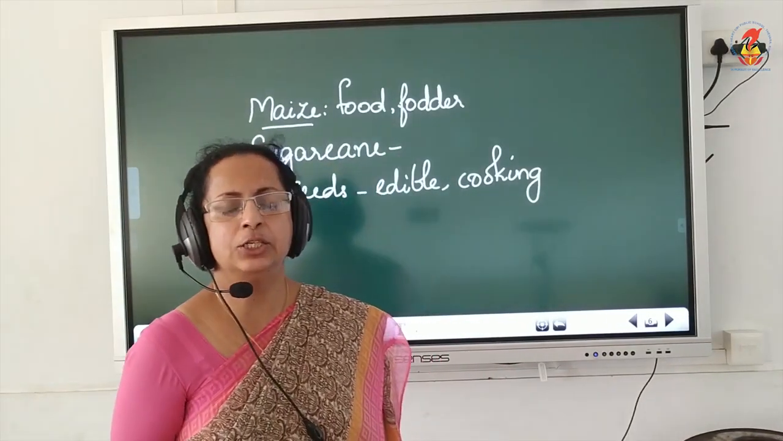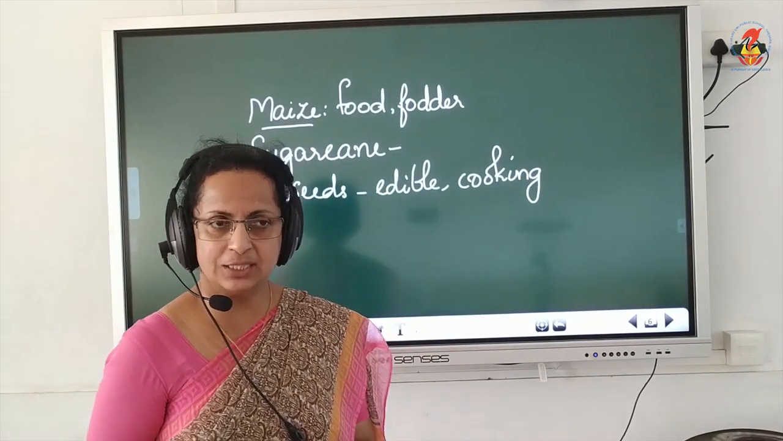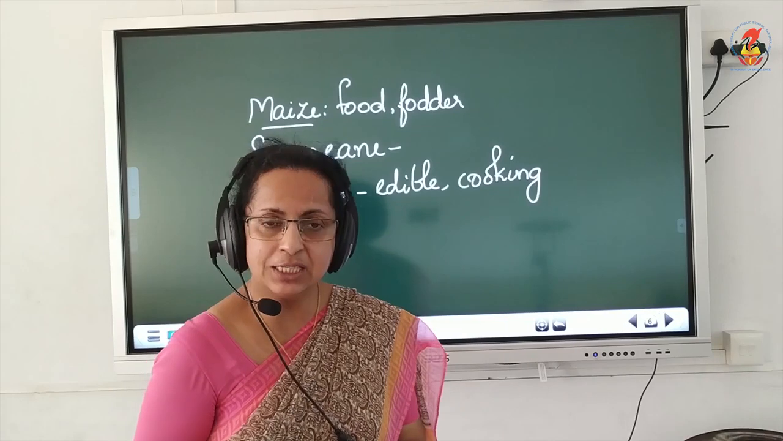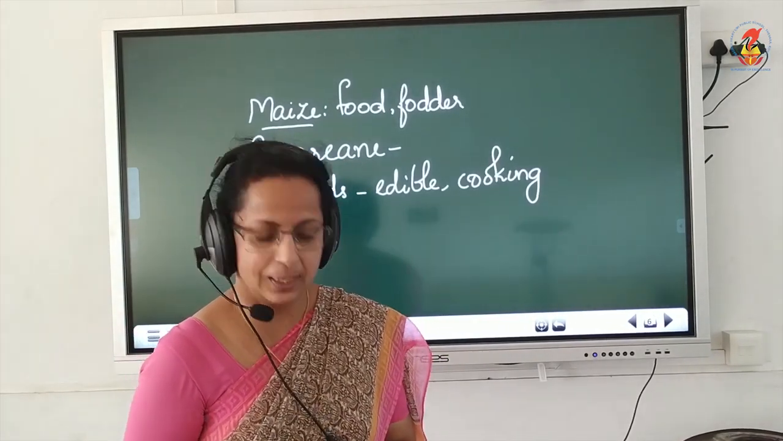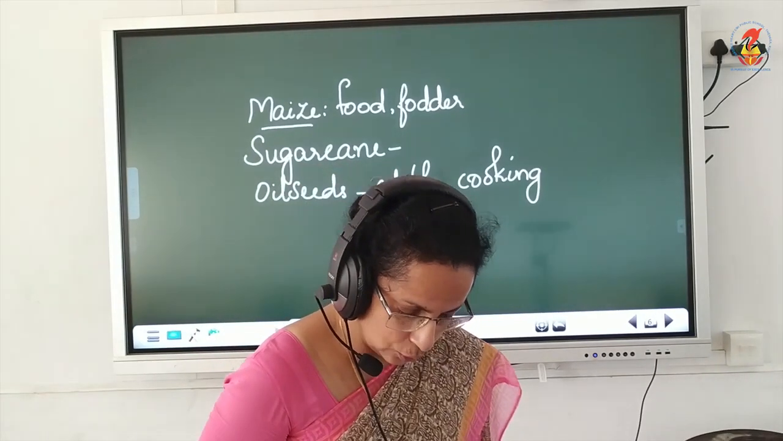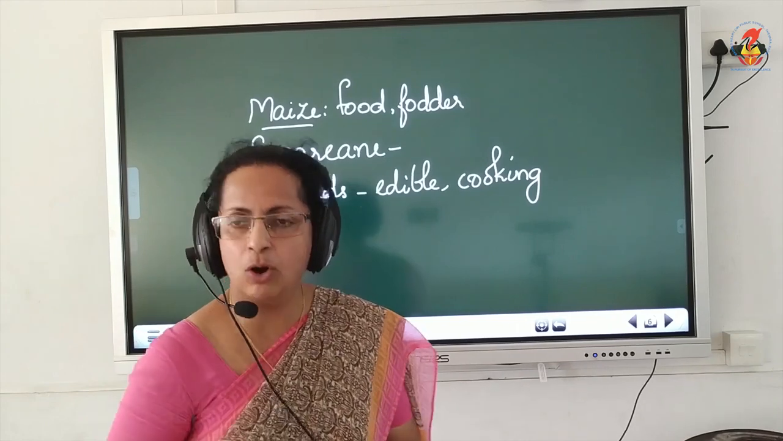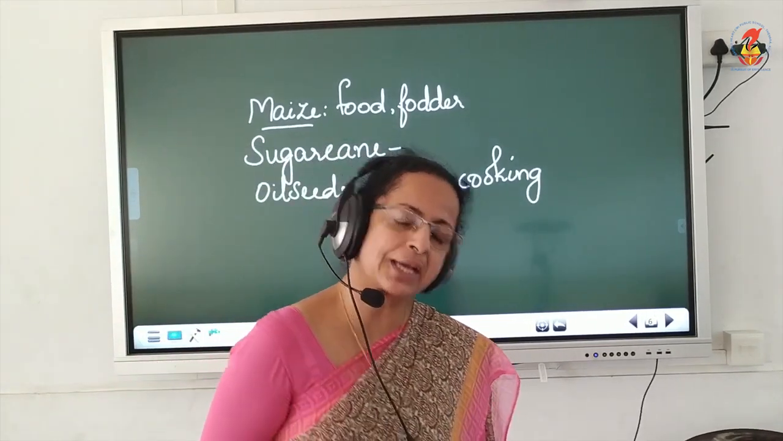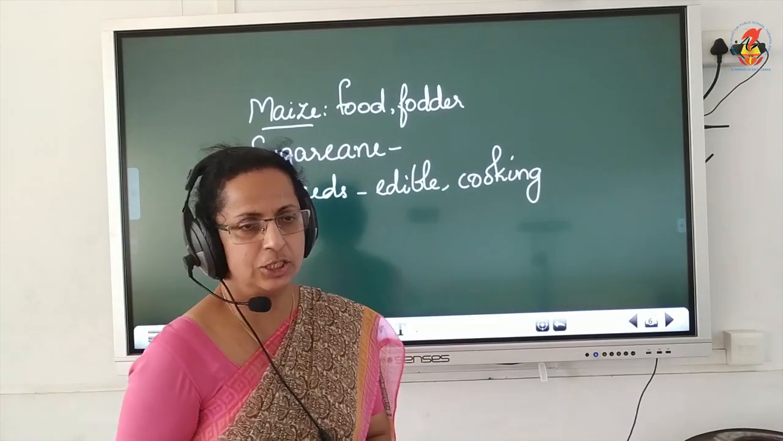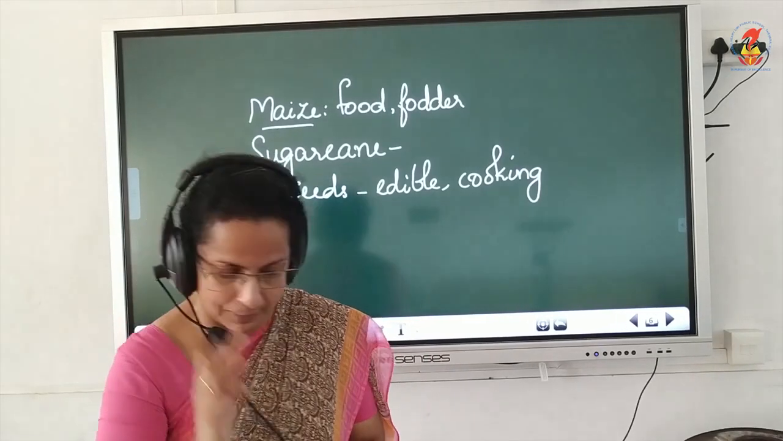The next is the two beverage crops, the tea and coffee. We know tea is grown in the foothills of mountains, in the slopy regions of Assam, Karnataka, etc. In Tamil Nadu also, the Munnar tea plantations. In different parts of Kerala also, you can find tea and coffee plantations. Both of them come under beverage crops.